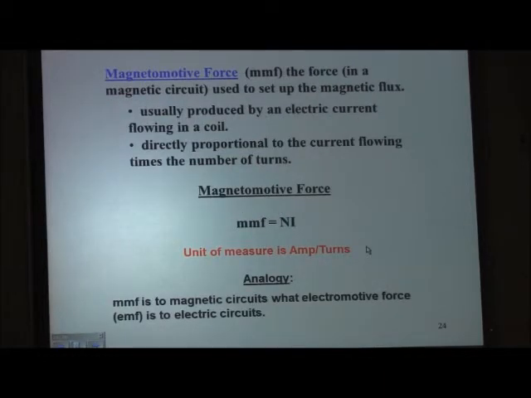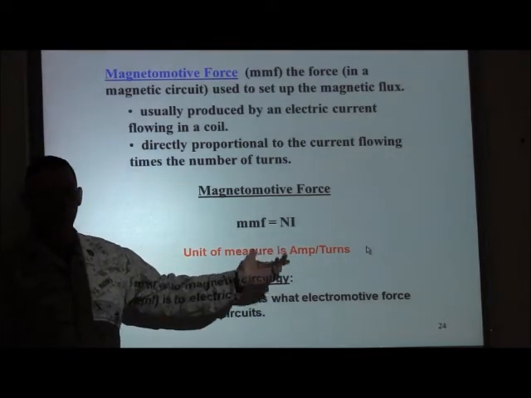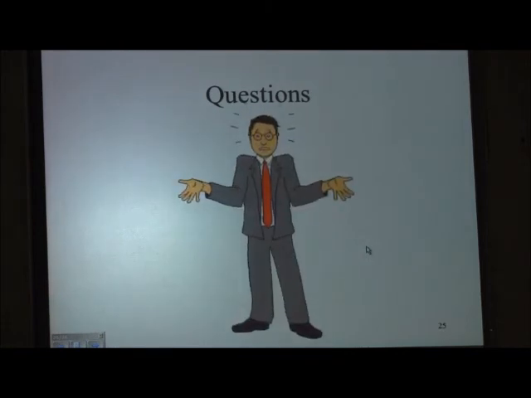Magnetomotive force, the force used to set up the magnetic flux. MMF equals number of turns times the current. And it's measured in volt amps. All right, that was lesson 1.